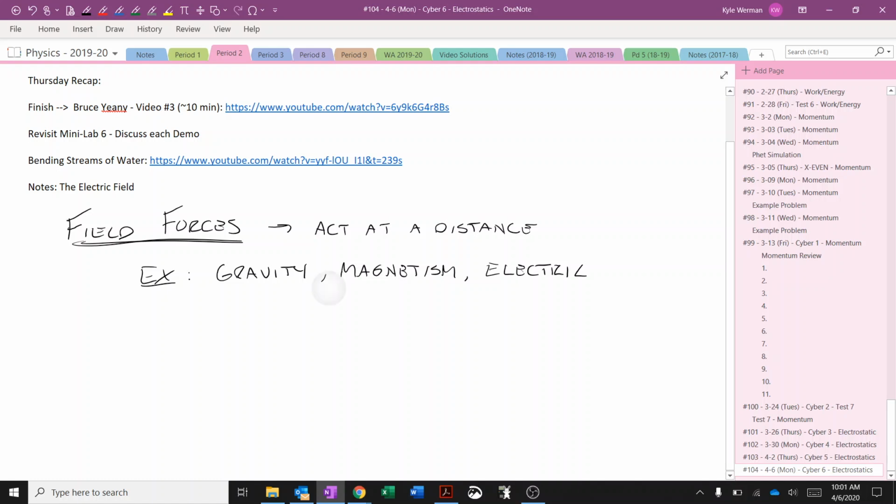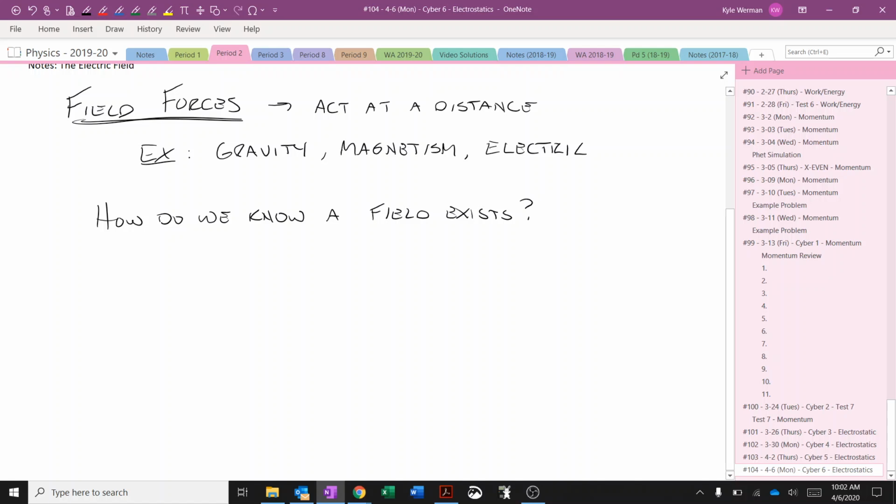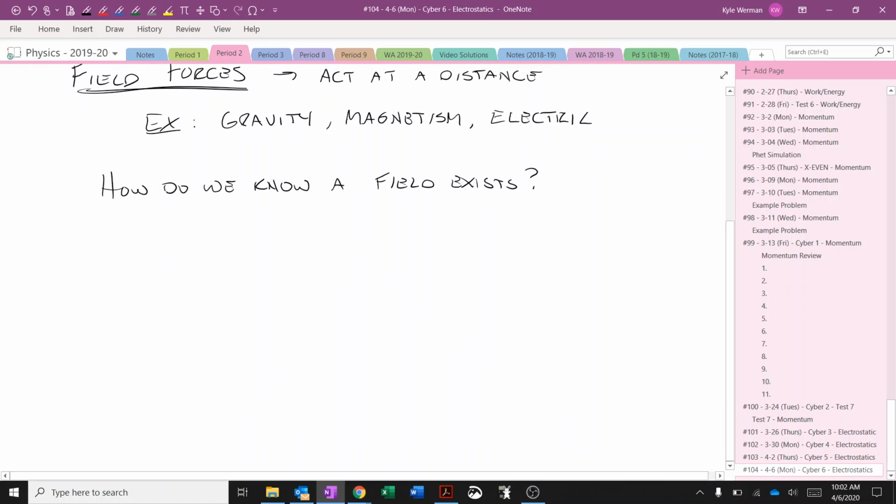And I guess the question I would have is, okay, so if a field exists, how do we know it exists? How do we know a field exists? What do we know, right? If we get near a planet, how do we know it actually has gravity? If we get near a charged surface, how do we know it's charged?